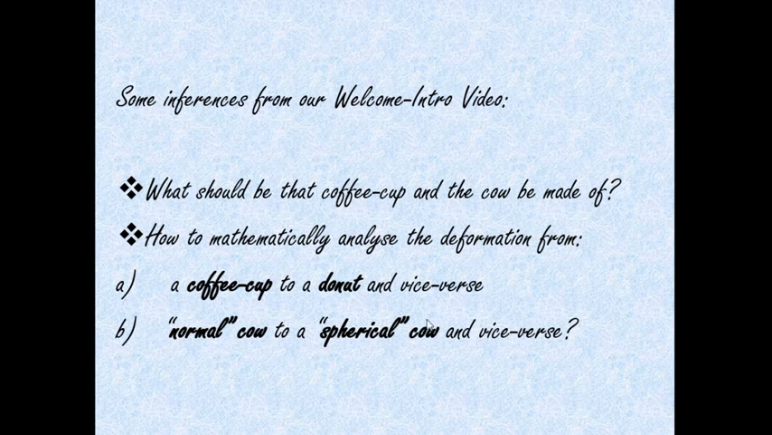So you saw a video about a coffee cup, a donut, and a cow. From this video, maybe we have two inferences. In the first inference, we have a question which says, what should the coffee cup or the cow be made of so that it can be deformed? The coffee cup can be deformed into a donut, as well as the normal cow into a spherical cow. The second inference is how to mathematically analyze this deformation: coffee cup to donut and vice versa, similarly, a normal cow to a spherical cow and vice versa.